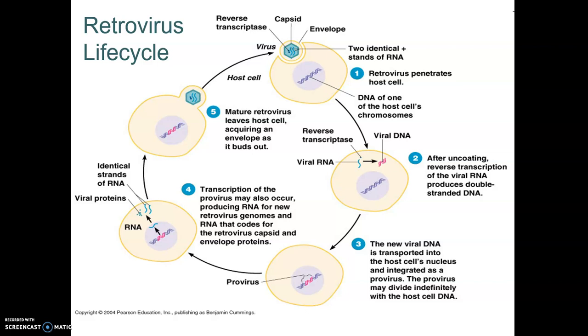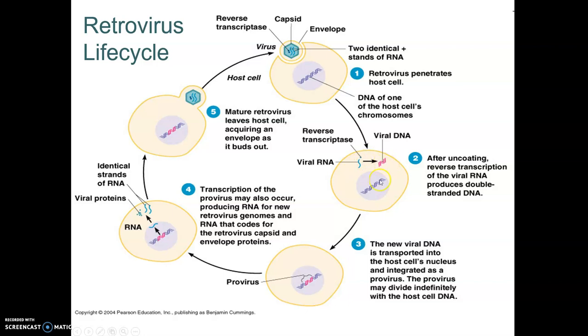Well, reverse transcription is the opposite. So instead of making RNA from the DNA, we're going to make DNA from RNA. And that's a very unusual, unique ability that only retroviruses have. And they can do it because of an enzyme called reverse transcriptase. Okay? So basically what happens is you have the viral RNA. It is used to make viral DNA.